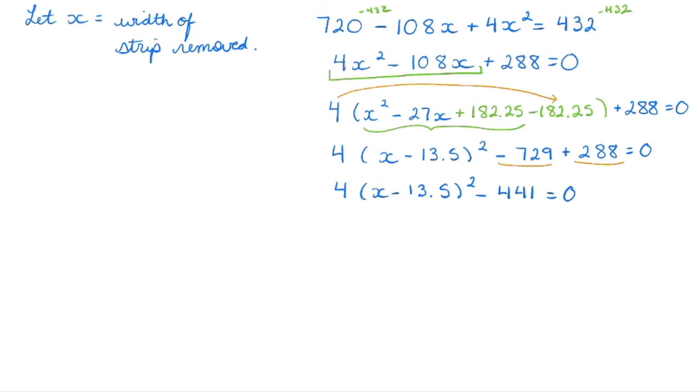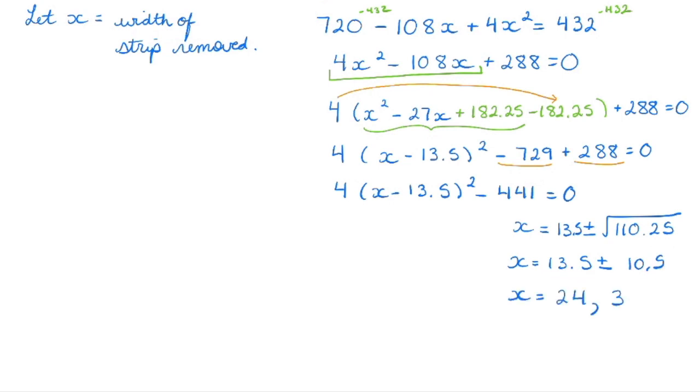I'm solving for x. So I'm going to begin by moving over 441, dividing by 4. 441 divided by 4 is 110.25. We're going to square root to get rid of that squared, and then we're going to move over that 13.5. 110.25 is a perfect square, so I can go ahead and square root that. This also tells me that this would have been factorable. And then we have two solutions. We have 13.5 plus 10.5, which is going to give us 24. And then we have 13.5 minus 10.5, which is going to give us 3.